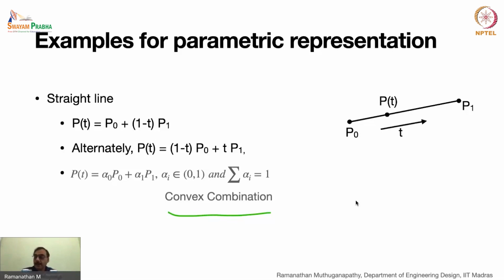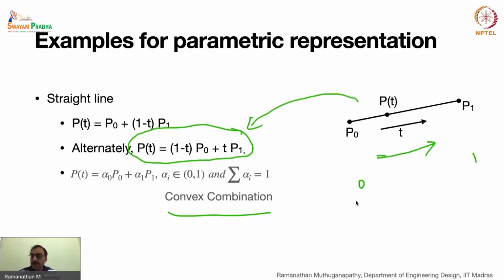So I'll elaborate a little bit on that. What is the meaning of this? You can see that any point on a line can be represented in a parametric form. What does that mean? There is a parameter varying along this line, and it could be starting from 0 to 1. Typically, we maintain this between 0 and 1. And any point p of t can be represented by this equation.